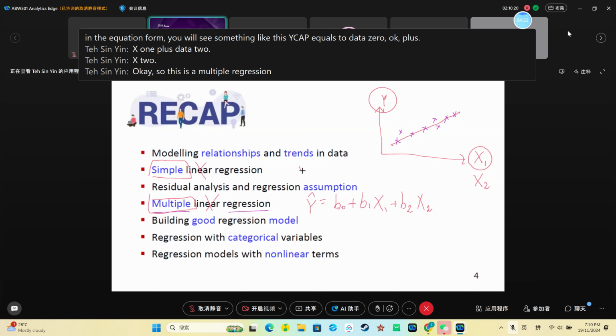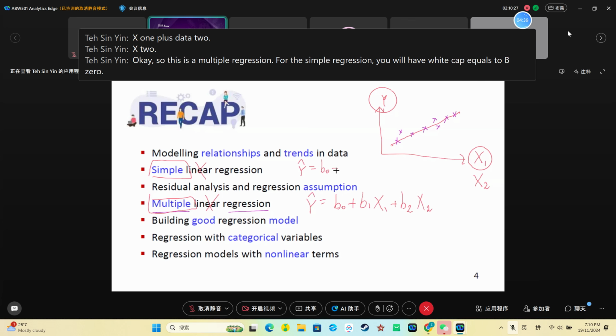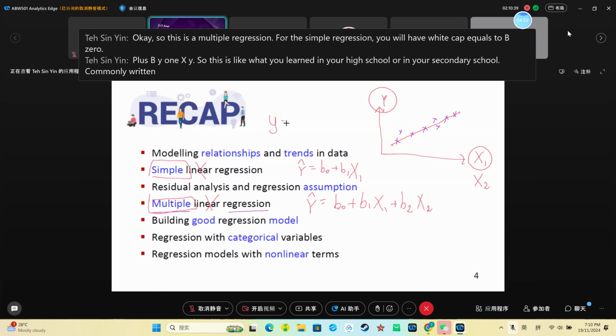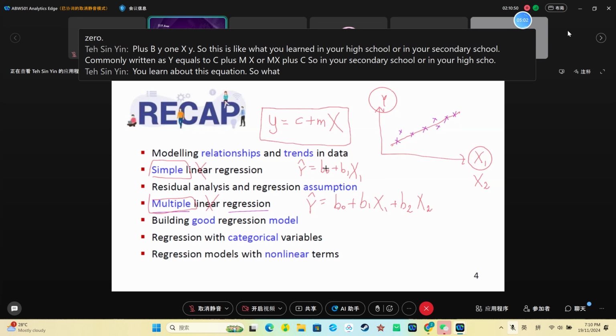For the simple regression, you will have Y cap equals b0 plus b1 x1. So this is like what you learn in your high school or secondary school, commonly written as y equals c plus mx, or mx plus c. So in your secondary school or high school, you learn about this equation. So what is this c? What is this B0? B0 is this line.